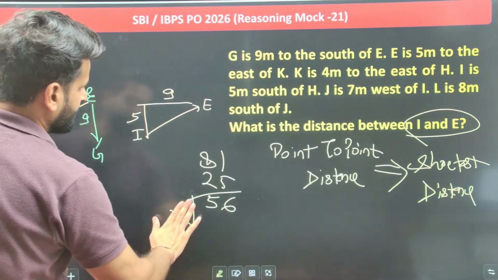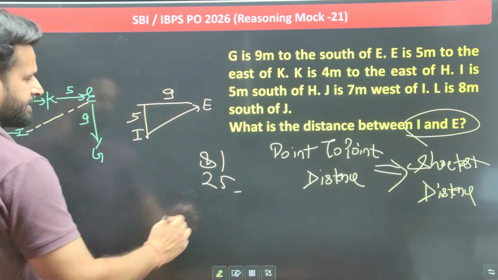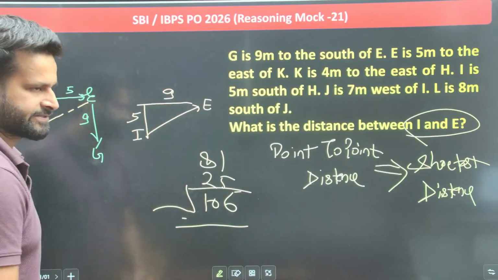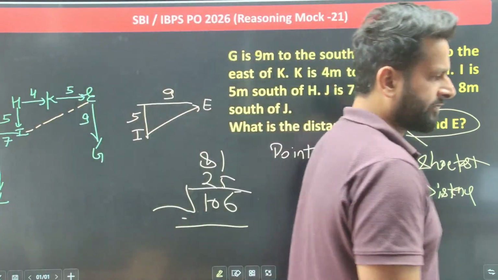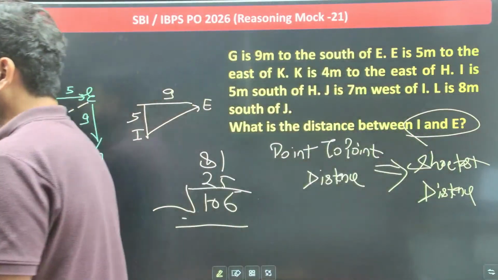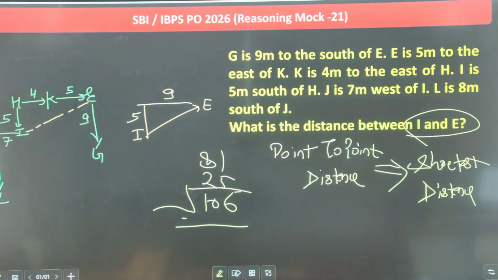Oh, my mistake. You have to add it, na? Why are you subtracting it? This is the hypotenuse. 81 plus 25 is 106, under root 106. Right? That will be under root 106. You are finding this hypotenuse, na? Base square plus perpendicular square. Pythagoras theorem. In the answer you will be adding these two values, not subtracting.